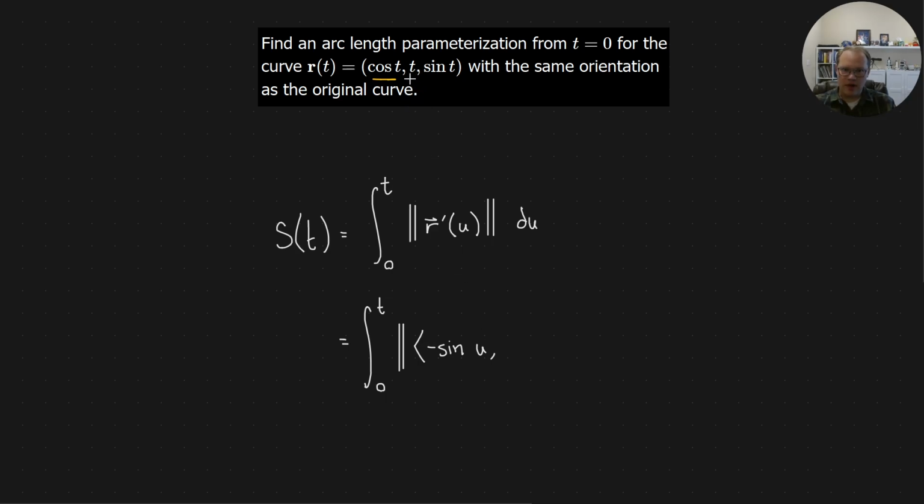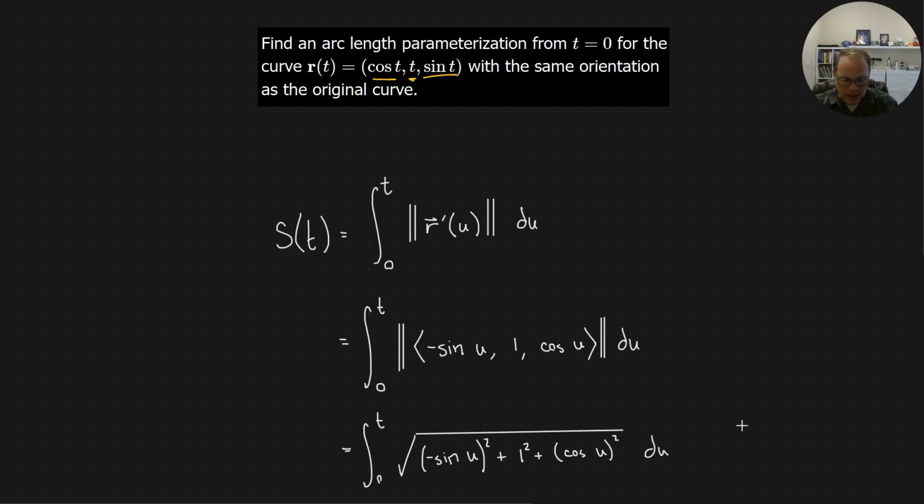The derivative of t is 1. And the derivative of sine t is cosine t. And again, swap out t for u using that dummy variable. And we want to integrate with respect to u. All right, next, let's actually take the norm. So square root of the first component squared plus the second component squared plus the third component squared, integrated with respect to u.